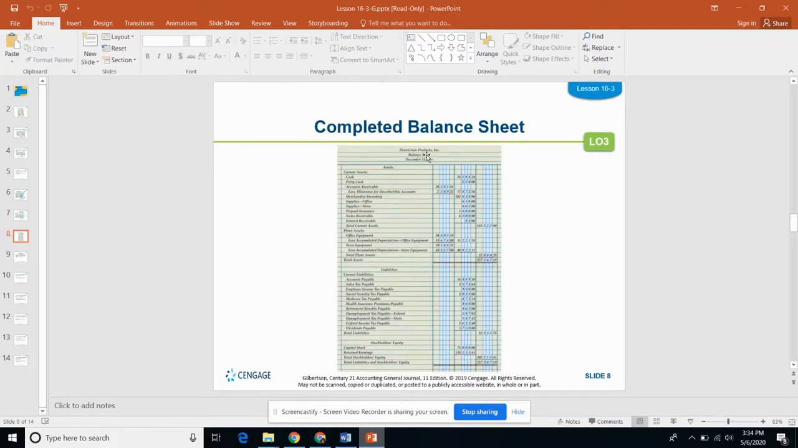And this is what the completed balance sheet will look like. And remember, just like in the previous, we have the assets section here, equals liabilities and owner's equity. So at the end, these total assets will equal the total liabilities plus the total stockholders' equity to be in balance.